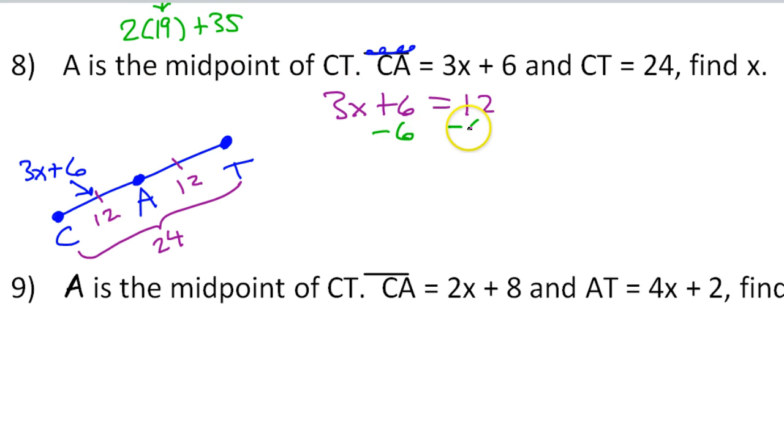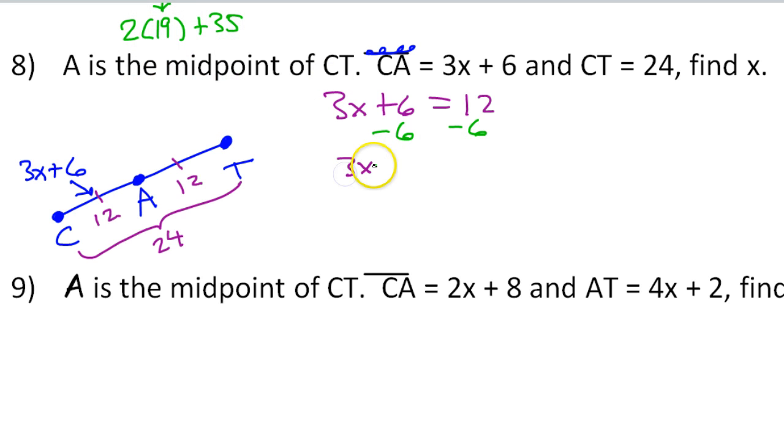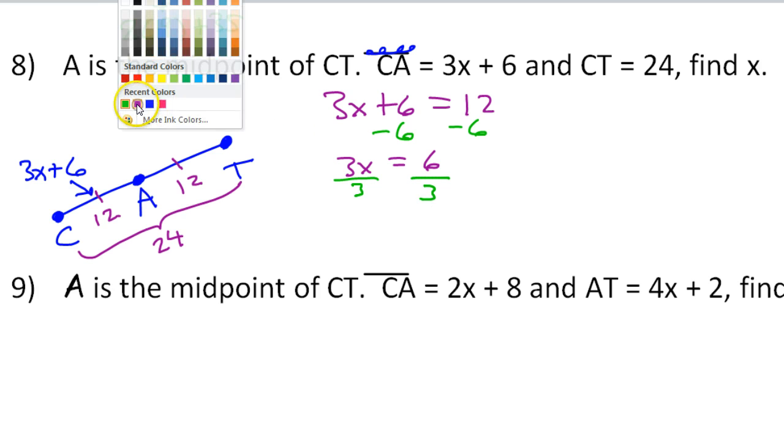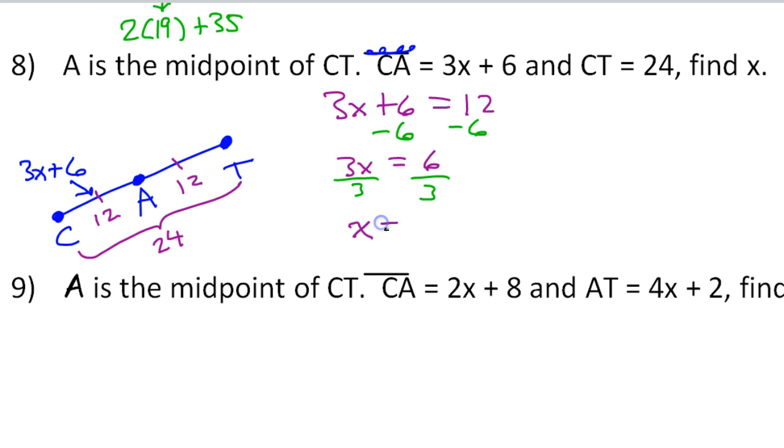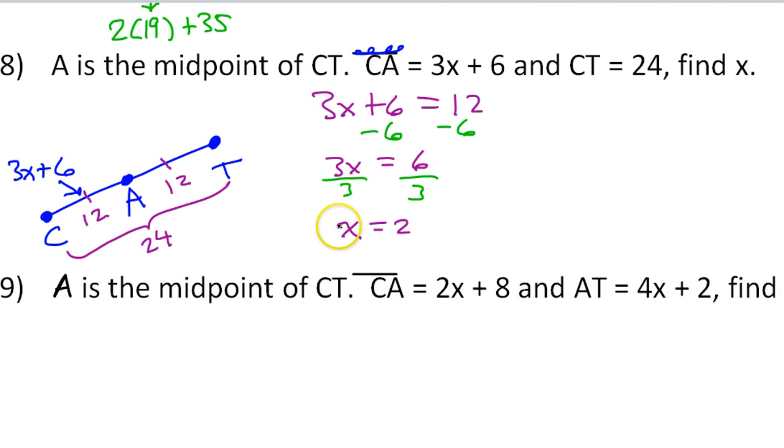So let's subtract 6 from both sides. So that's going to give us 3x is equal to 6. And divide by 3. So that's x is equal to 2. And that's all we were supposed to find, apparently, for that one. It just says find x, so that means we're done.